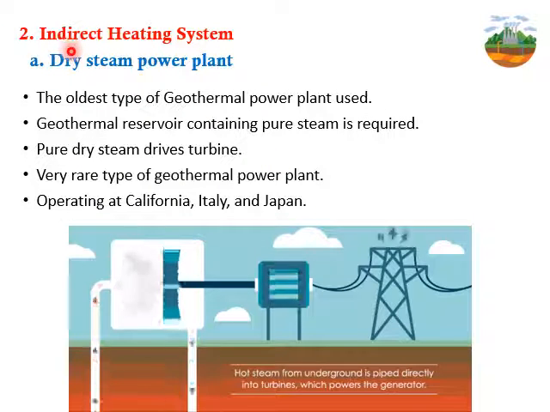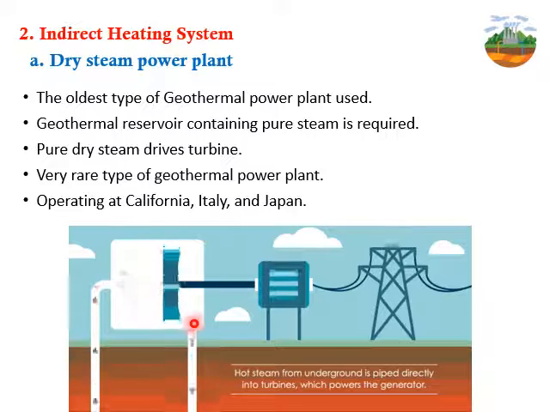I'm going to explain that there are three types of indirect heating system. The first is the dry steam power plant, in which the water is sent to the earth crust and heated to 100 to 150 degrees centigrade, and it turns into steam. The steam turns the turbine, and then there is a condenser which condenses the water, and this water is sent back into the geothermal reservoir. It must be noted that the temperature of this steam is quite low, 100 to 150 degrees centigrade. So the operation of this turbine will not be very efficient because the energy in this steam is relatively low.